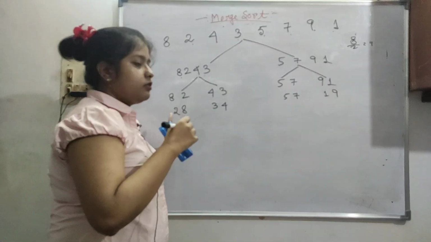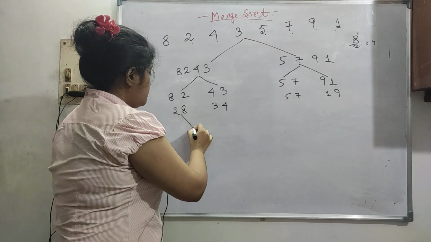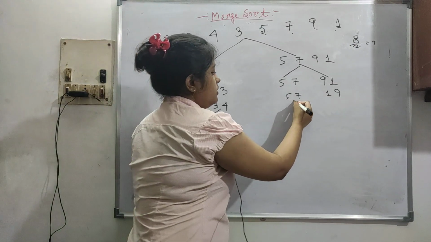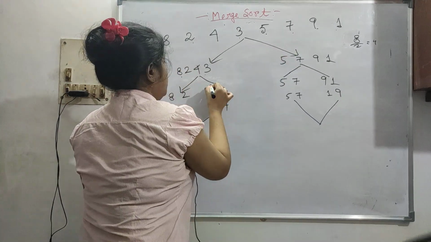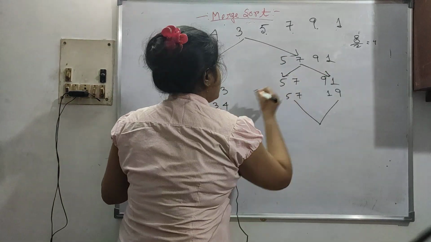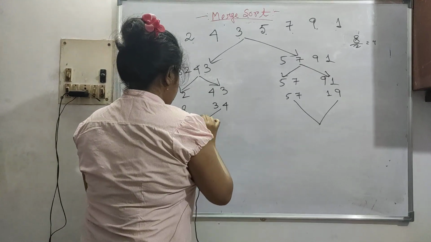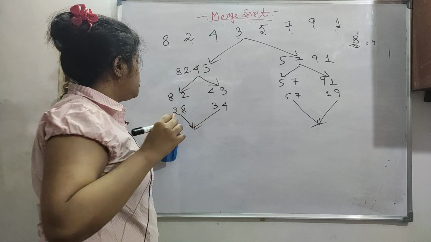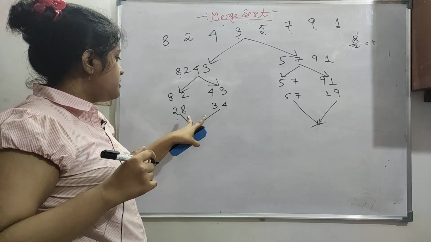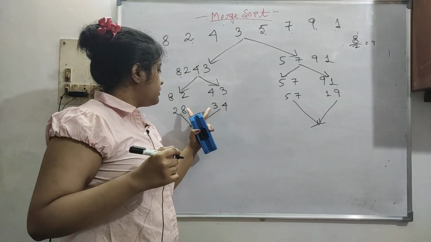Now we have to conquer. So these two and these two, we should put an arrow like this, so it will show the direction of how it is coming. So 2 8 3 4. Now you can see you have to conquer these two sub arrays.